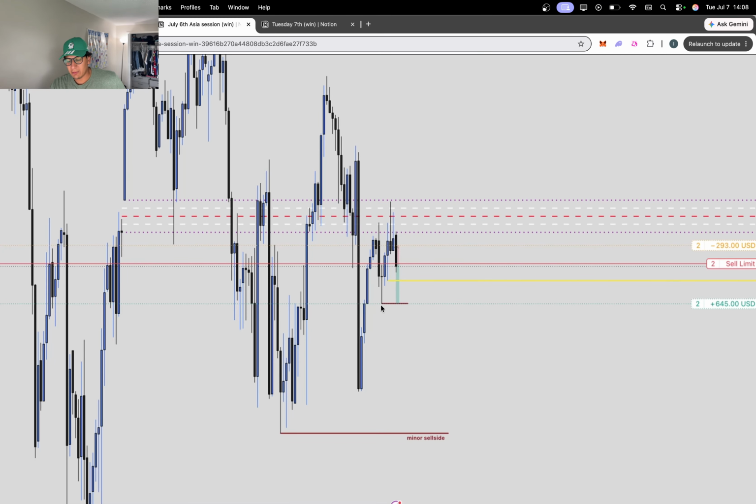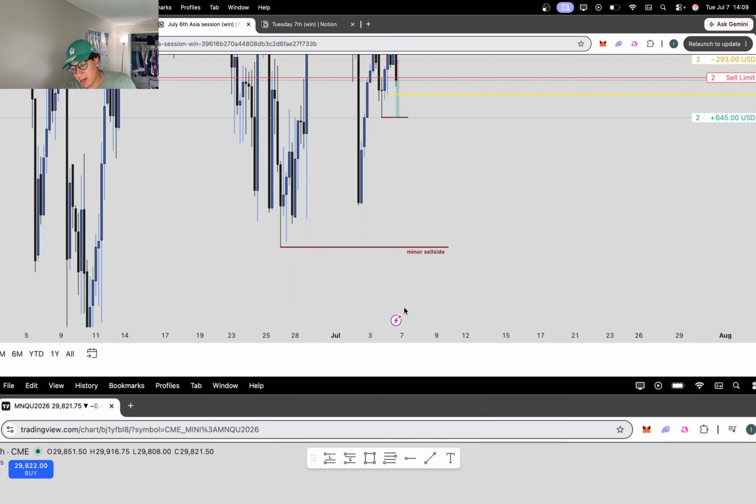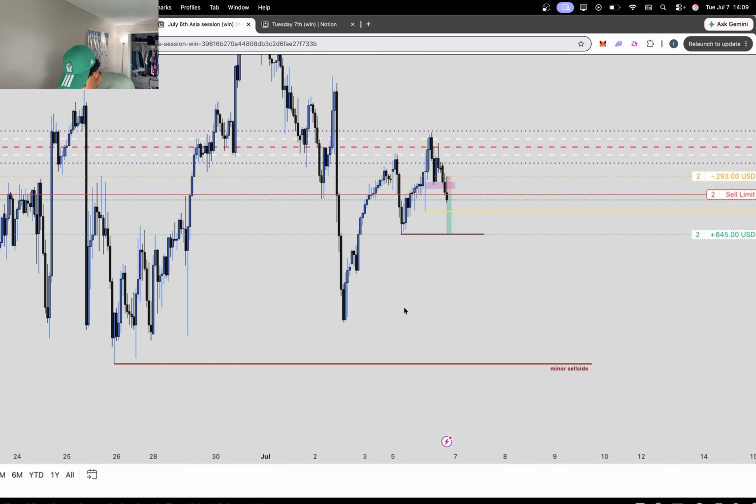So we have this 4 hour swing low, which is our minor sell side and our bearish strong liquidity, alongside this unmitigated 4 hour BISI, which is yet to be traded to. I'm stacking these two confluences as my drawn liquidity for the session.